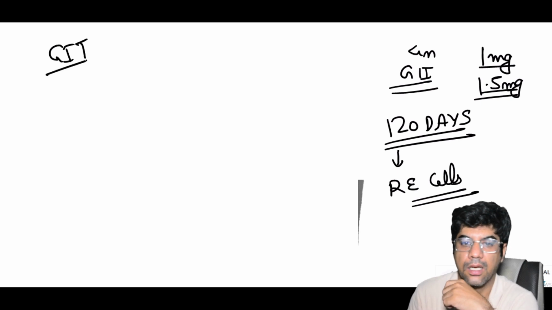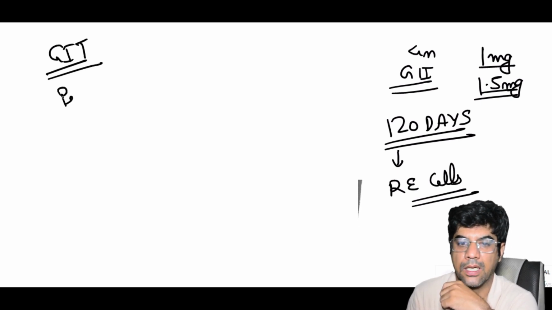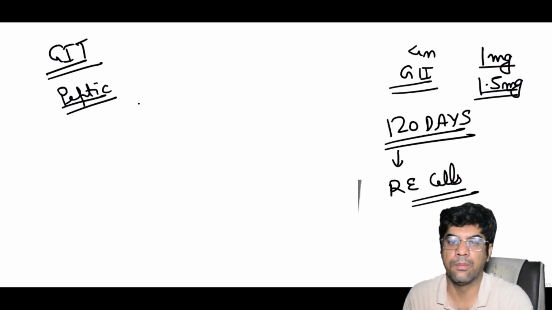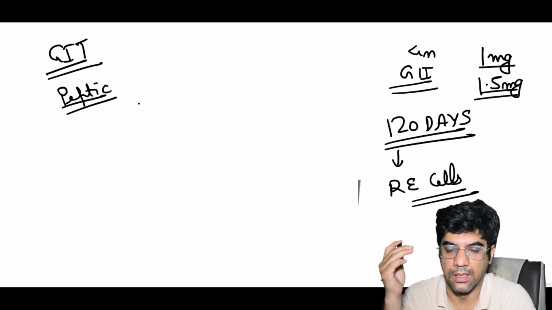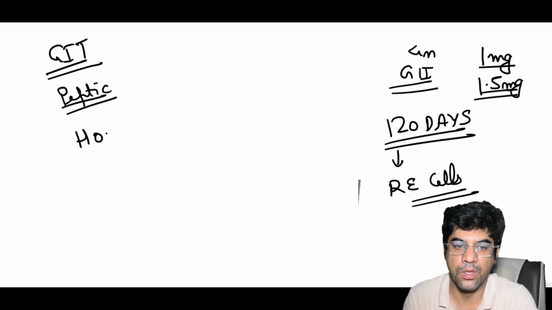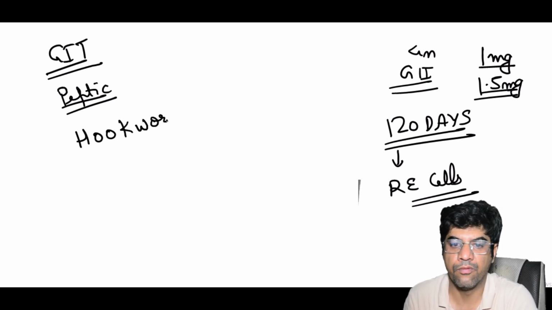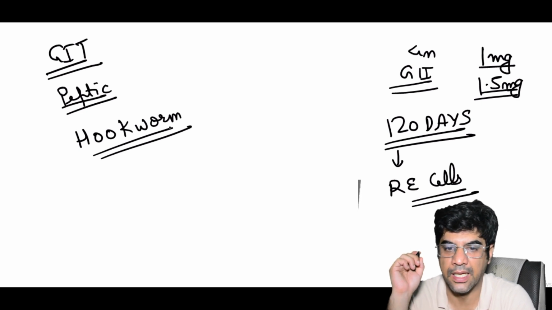GIT tract causes could be peptic ulcers. Peptic ulcers can bleed and cause chronic blood loss. Hemorrhoids in the rectum can lead to bleeding. Apart from that, there could be worms like hookworm, parasites that feed on blood from the intestinal lining.